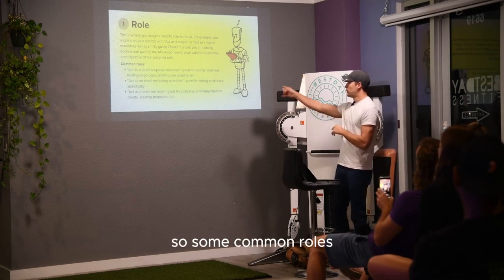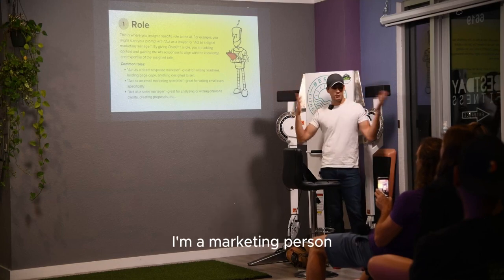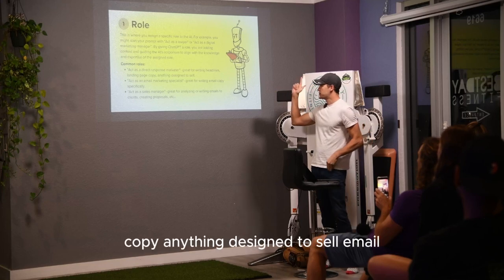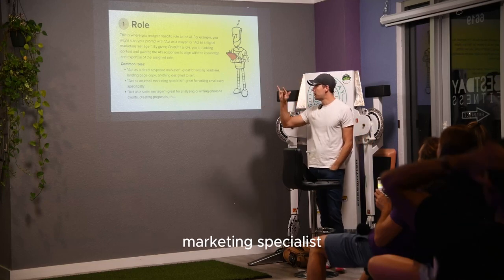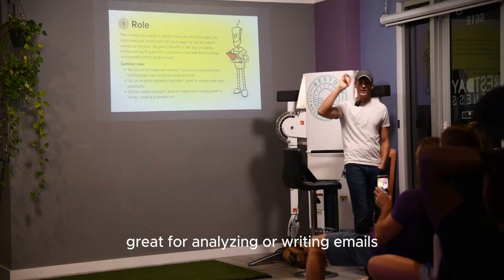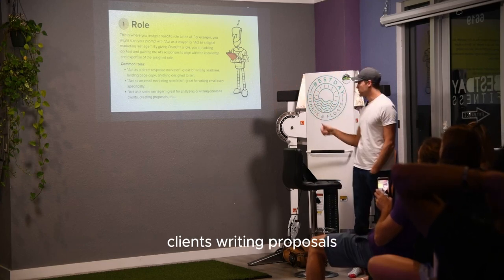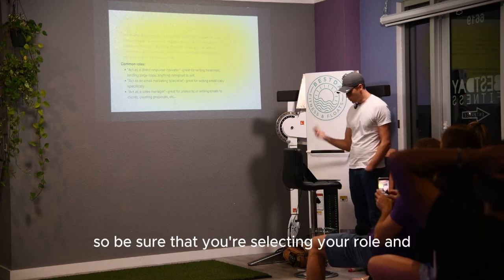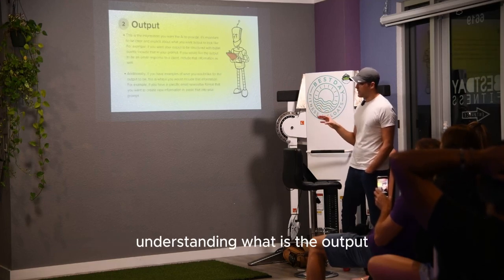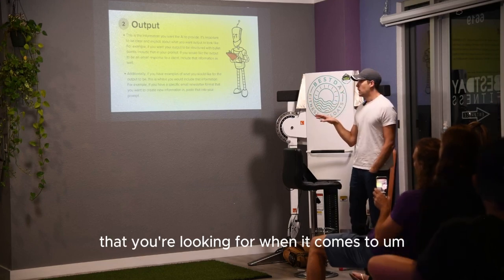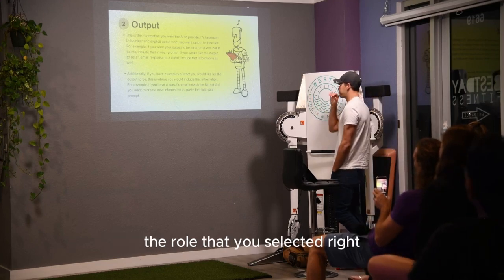So some common roles: direct response marketer is what I like. I'm a marketing person, so copy, right? Headlines, landing page copy, anything designed to sell. Email marketing specialist, obviously for email. And then sales manager, great for analyzing or writing emails to clients, writing proposals, crafting presentations, things like that. So be sure that you're selecting your role and understanding what is the output that you're looking for when it comes to the role that you've selected, right?